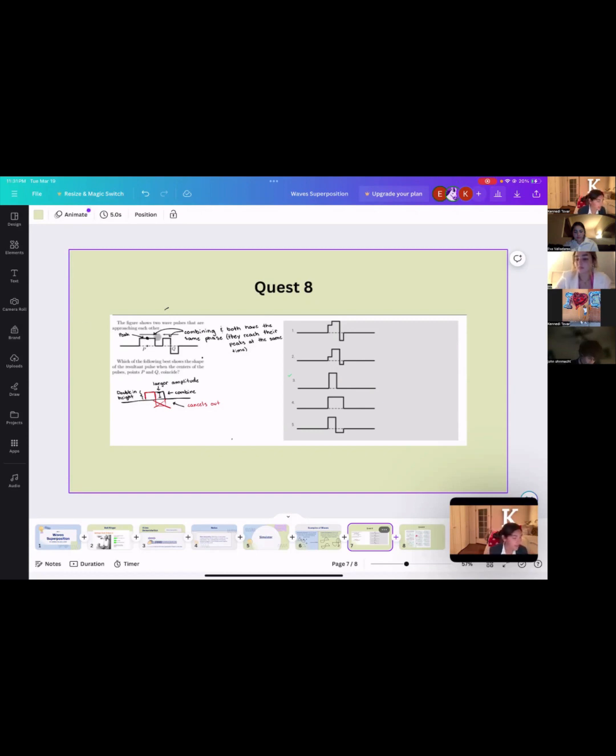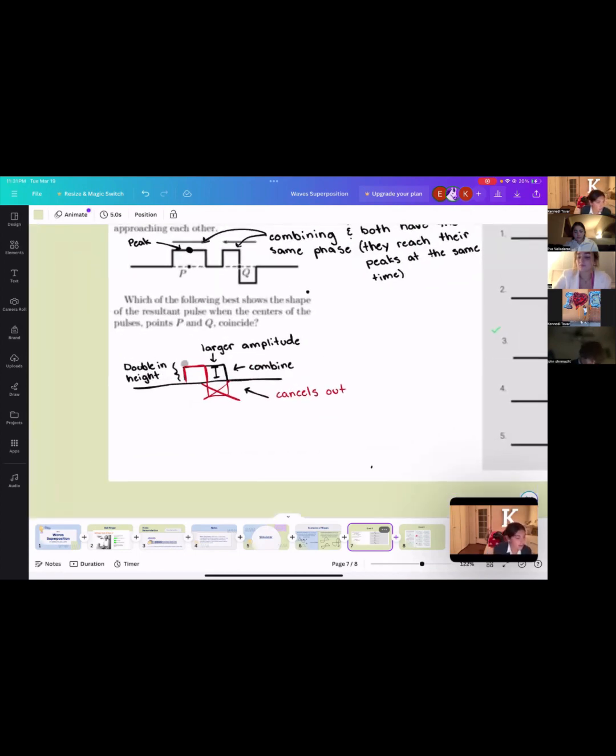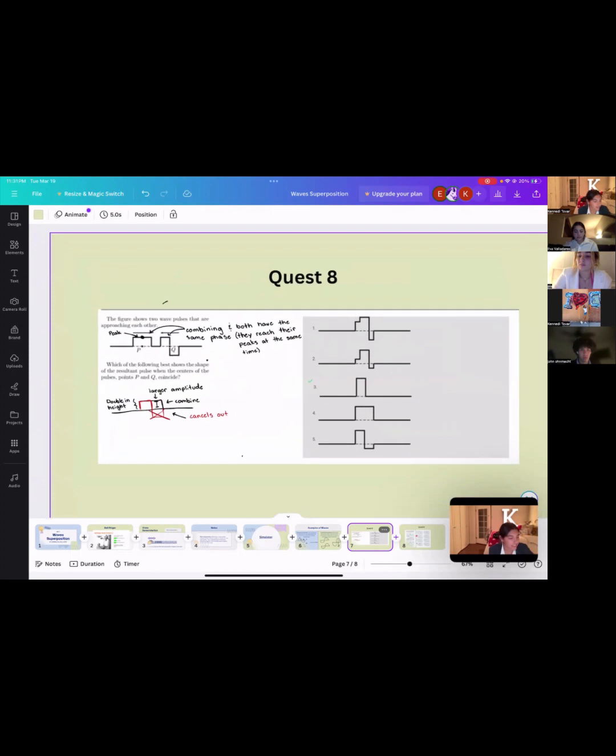So there's a peak on this wave, and when you're combining the two peaks, they both have the same phase, which means that they reach their peaks at the exact same time. So when you're combining them, the top two peaks reach at the same time, which means they combine and create a larger amplitude like we saw in the simulator. And the bottom one cancels out. And this creates the answer of answer number 3, because there's no bottom one and the top wave is double the height.